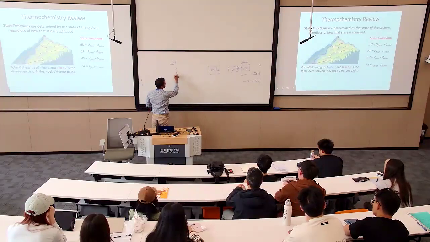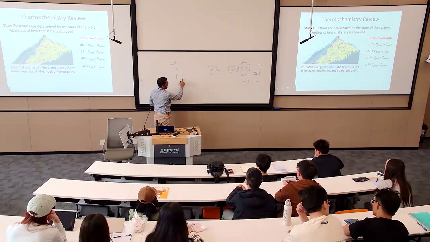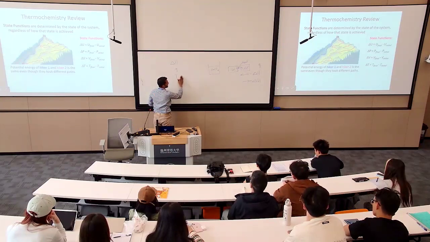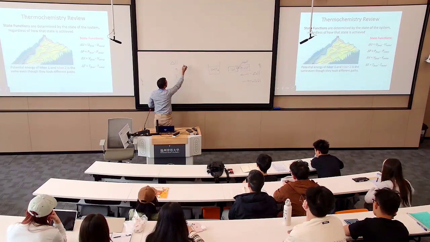If I write any symbol small, it means it is not a state function. Temperature: is it a state function or not? If I write it like this, then it means it is not a state function. Volume, pressure, work.